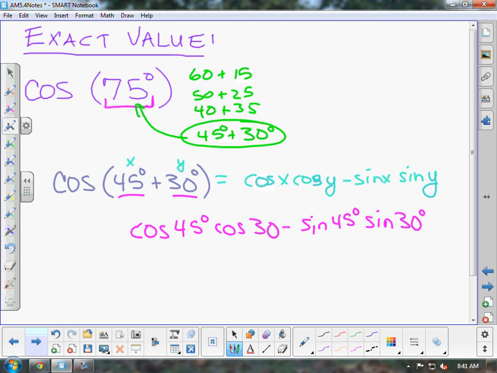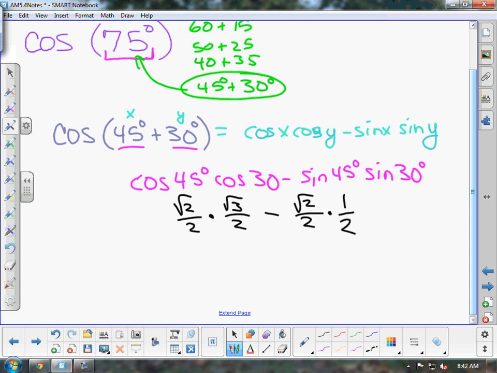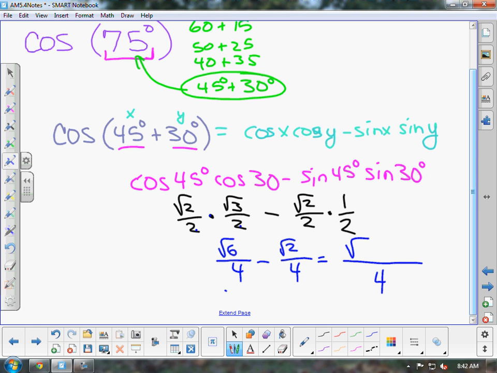And then from our memory, we would know that the cosine of 45 degrees is the square root of 2 over 2 times the cosine of 30, which is square root of 3 over 2. And then we would subtract sine of 45, which is the square root of 2 over 2, times sine of 30, which is 1/2. Now it's just a matter of doing some math. Simple stuff, like the square root of 2 times the square root of 3 is the square root of 6, and 2 times 2 is 4. And then minus square root of 2 times 1 is square root of 2, and 2 times 2 is 4 also. And then we can add this together because they have a common denominator, and so we would get a final answer of square root of 6 minus square root of 2 all over 4. And that is the exact value of cosine of 75 degrees.